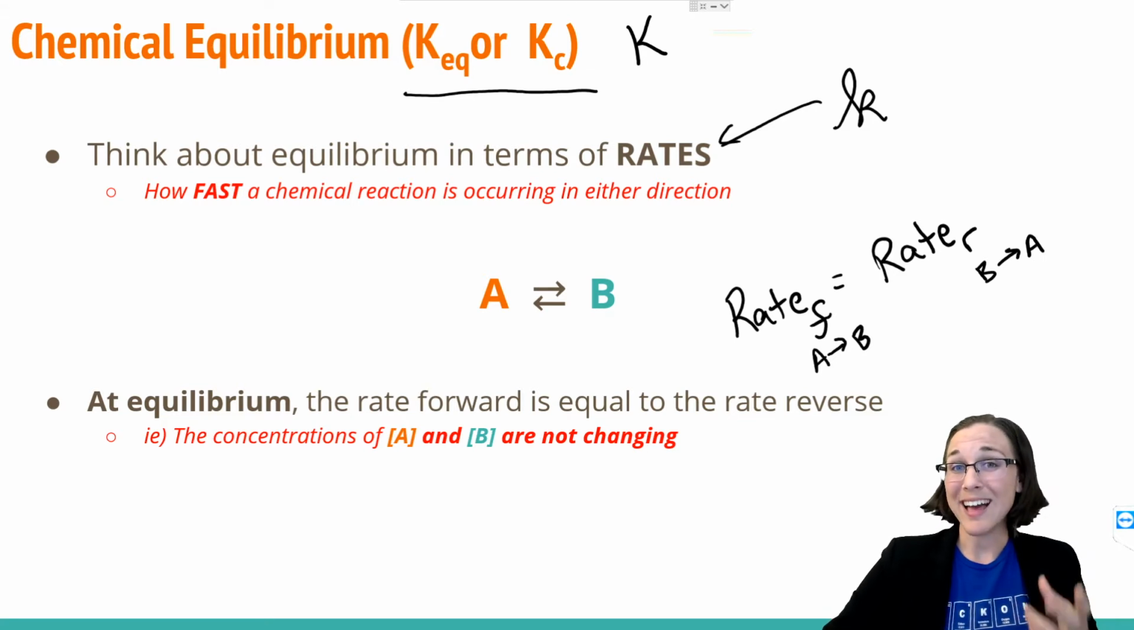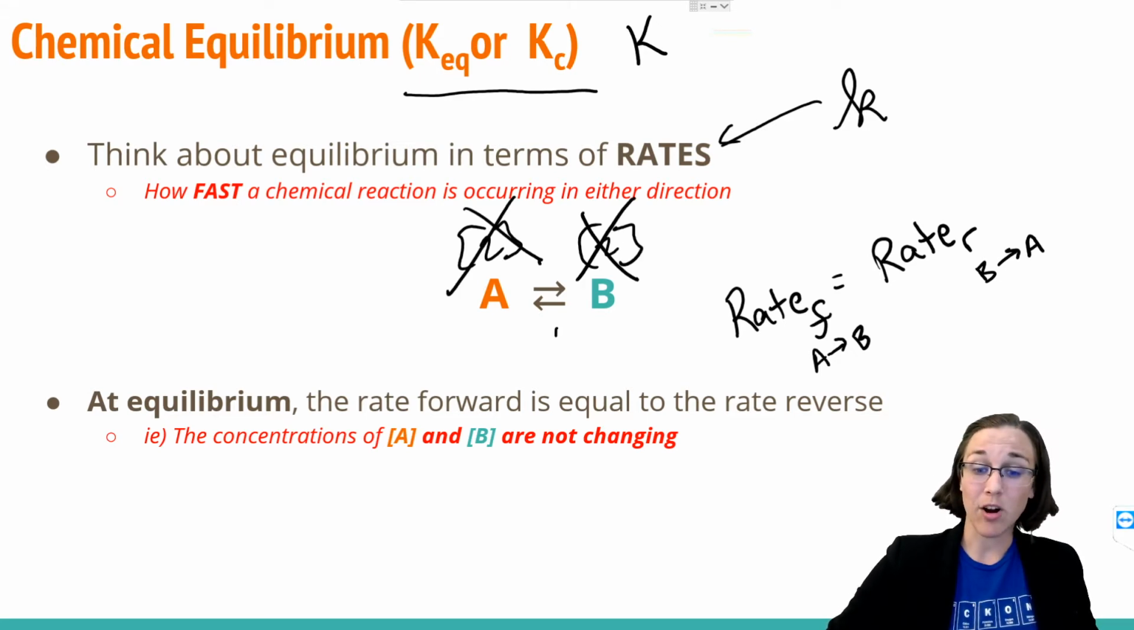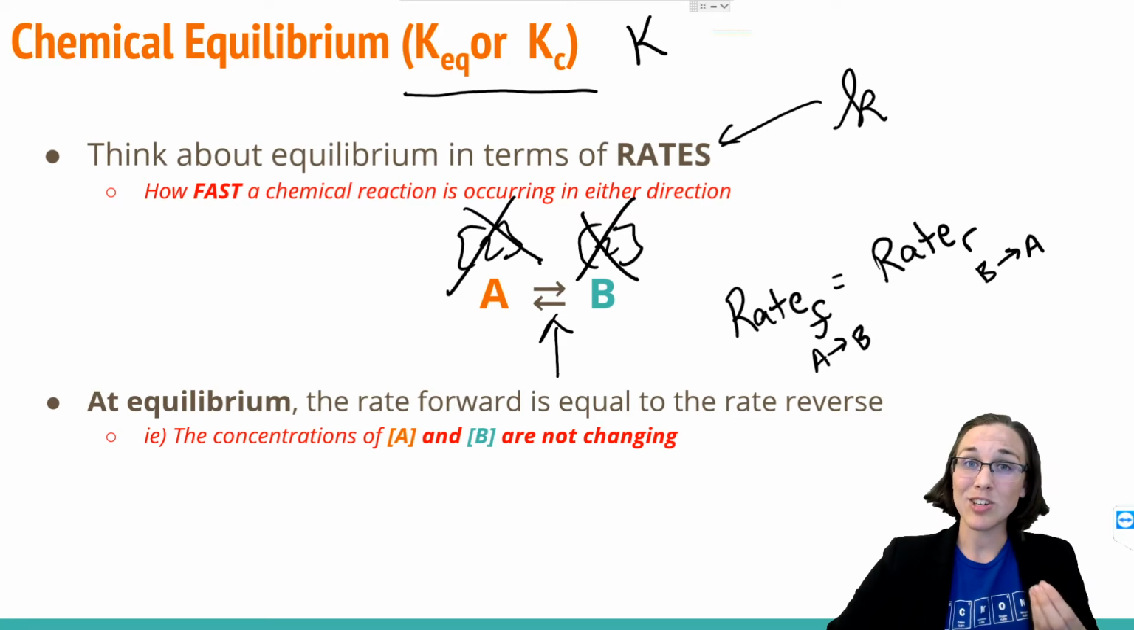At this point, the concentrations of A and B are not changing. They don't have to be the same value, so it's not like both A and B are 2 molar, for example. That's not what's happening here. It's that their rates are equal to each other and the concentrations are not changing when those rates are equal.